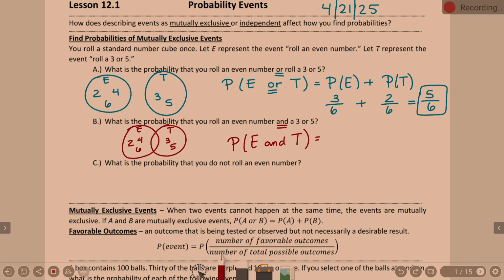Because how many options fall in here in the middle? And that is 0, right? There are 0 numbers that overlap. So 0 out of 6, which is just 0. Okay? In this scenario, you're rolling a standard number cube once. So the fact that if you just roll it that once, you can't get a number that's even and a 3 or a 5.